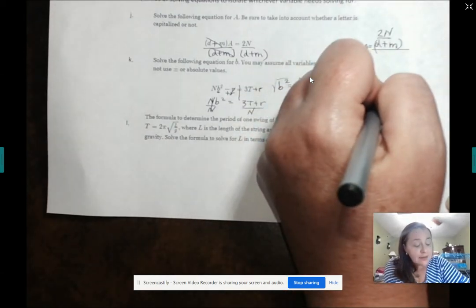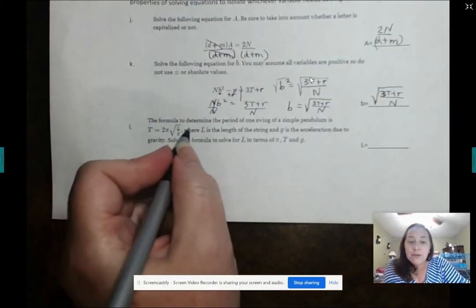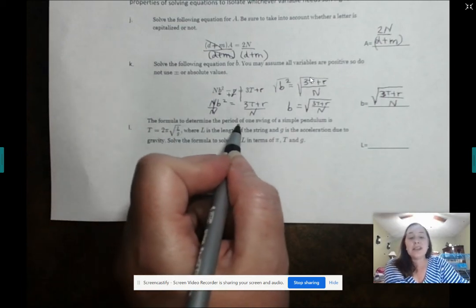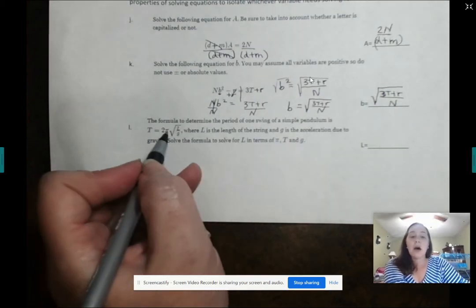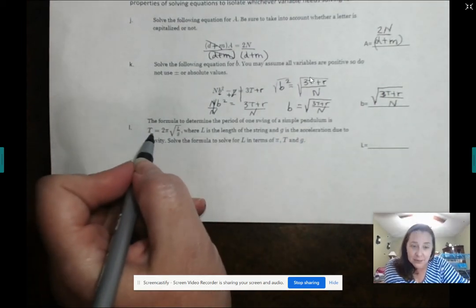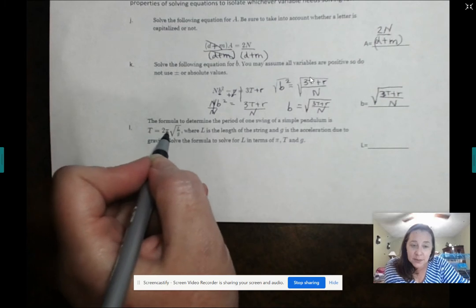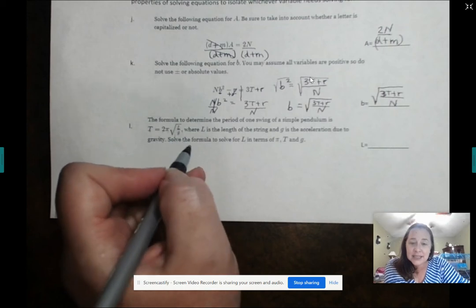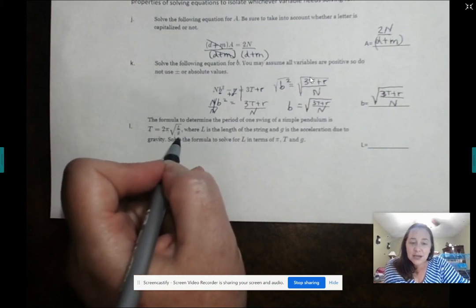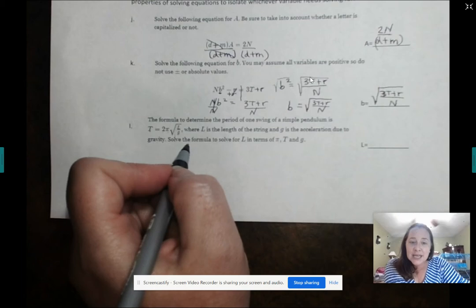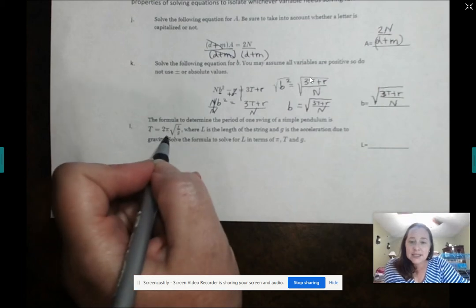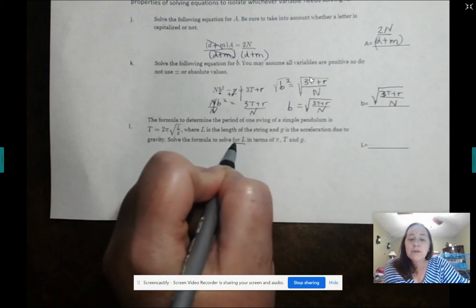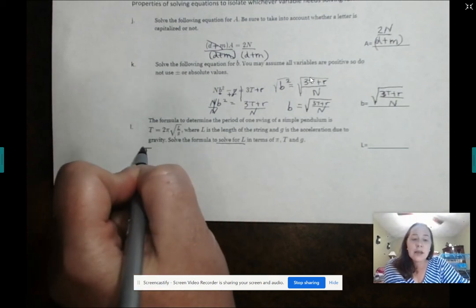This is a 3, by the way. This is looking a little blurry. You have a formula here, and it doesn't matter what this formula is about. You don't have to understand what the period of one swing of a pendulum is. All you need to recognize is that we have a capital T equals 2 times pi times the square root of capital L divided by G. Oh, this is a G, I'm sorry. G is acceleration due to gravity. L is the length of a string. T is the period. It doesn't matter. The question asks, solve for L. So I need to get L by itself.